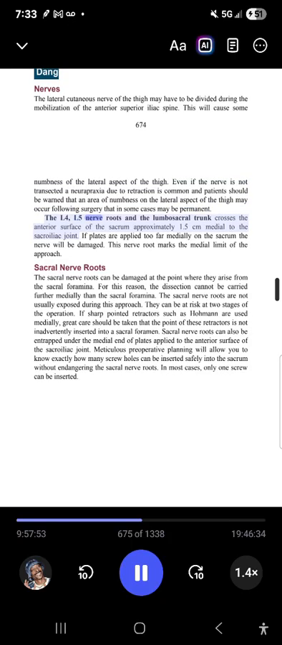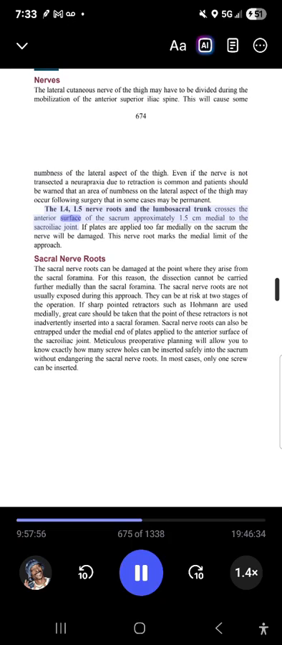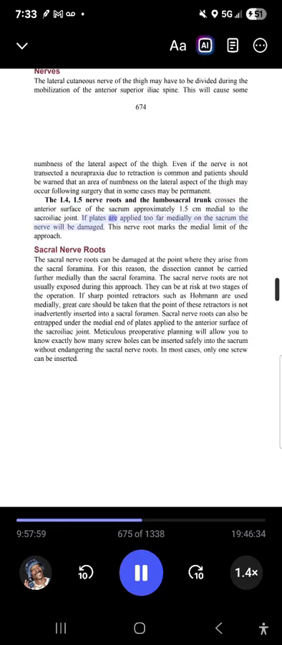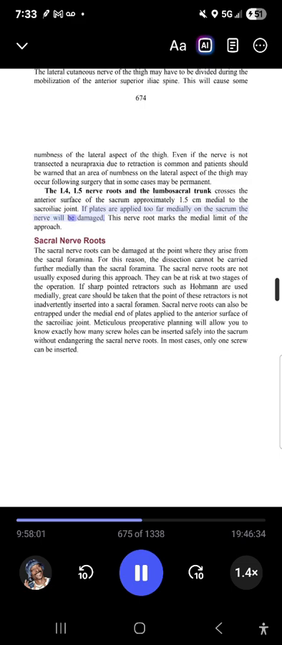L4, L5 nerve roots and the lumbosacral trunk cross the anterior surface of the sacrum approximately 1.5 centimeters medial to the sacroiliac joint. If plates are applied too far medially on the sacrum, the nerve will be damaged. This nerve root marks the medial limit of the approach.